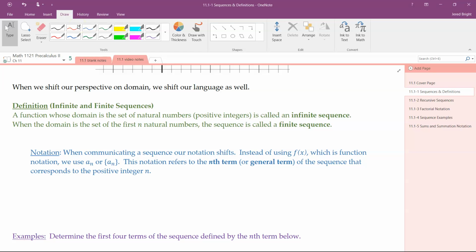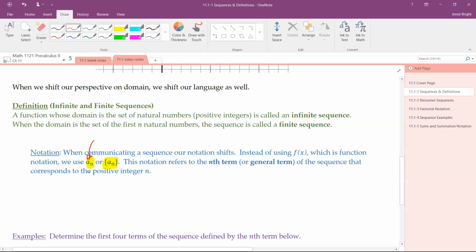When we talk about sequences, to differentiate those from functions, we introduce some different notation. So we use just a sub n, and sometimes, particularly with infinite sequences, we use it in curly braces. Generally though, we're going to be focusing on this notation, but the other one will pop up. When we use this notation, we generally refer to that as the nth term, and some books also call it the general term. That just means that it's going to be corresponding to a positive integer n, or our natural number n.